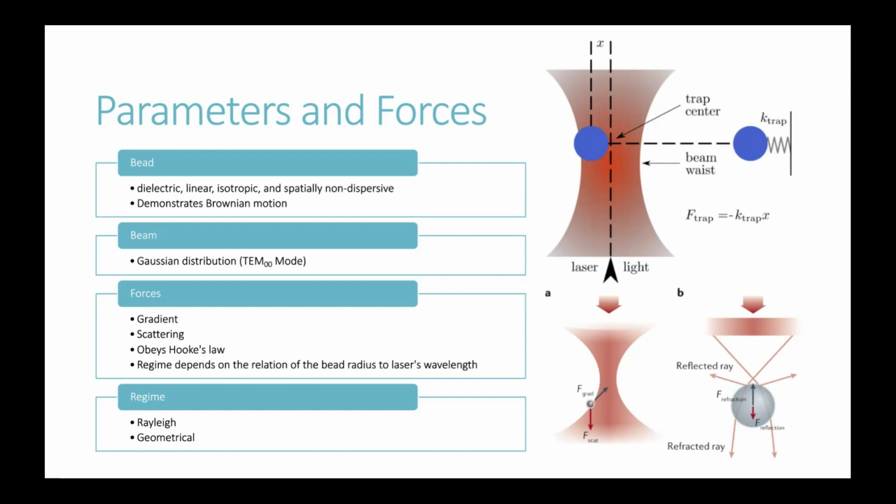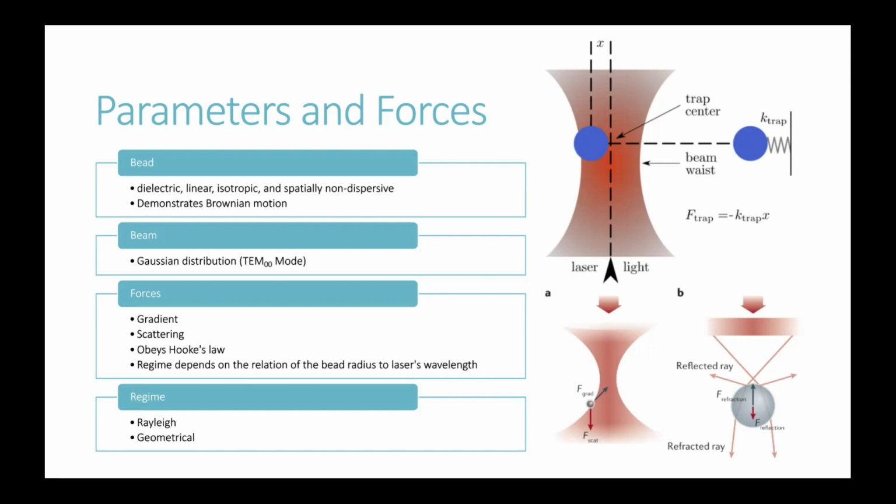Another factor to consider is the Brownian motion that the bead will naturally have. Therefore, it is constantly leaving the center of the beam waist, and the gradient force has to bring it back to the equilibrium. This consistent cycle of springing in and out, as we can see from the diagram, is similar to a harmonic oscillator and therefore can be described by Hooke's law.